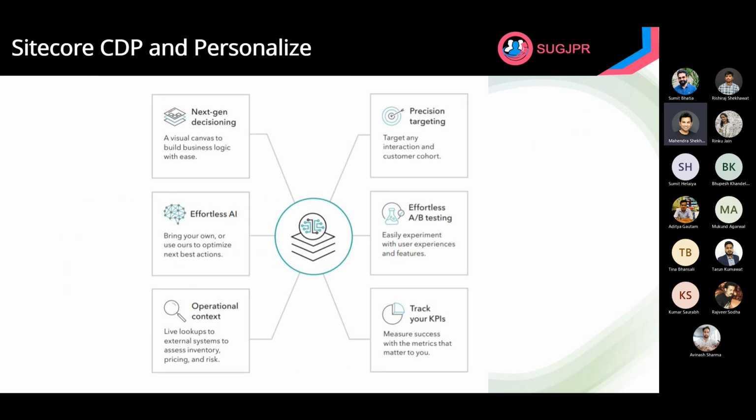You can understand what personalization is with this picture. Here you can see it's a next generation decision model where you can use a visual canvas, where you can drag and drop things and create a model by adding different rules and different conditions. Then it uses effortless AI, machine learning and other things to optimize the next best action for your customer.